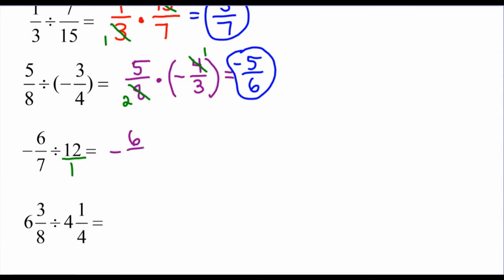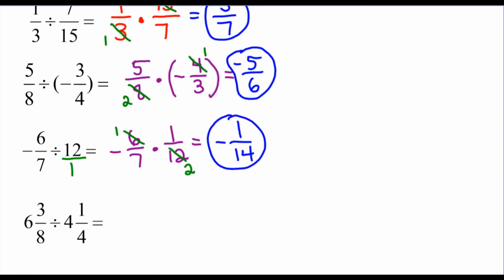So I have -6/7 times 1/12. And again, I've got common factors. 6 divided by 6 is 1. 12 divided by 6 is 2. And when I multiply these together, 1 times 1 is 1. 7 times 2 is 14. And this was a negative times a positive, so it's -1/14.